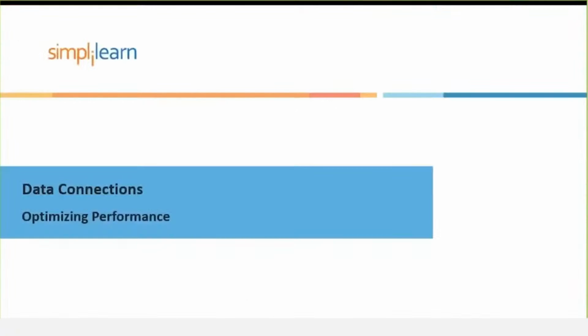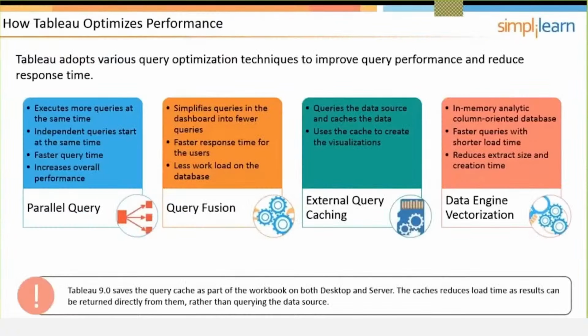All right. In terms of optimizing your query, how can you optimize your query? Tableau adopts various query optimization techniques to improve the query performance. All right, so it provides parallel query, where it improves the performance speed of the dashboard by providing the capability of executing parallel queries. In this case, it executes more queries at the same time. These are independent queries that start at the same time, and hence they are faster and improve the performance. So this is what Tableau does. It provides the parallel query.